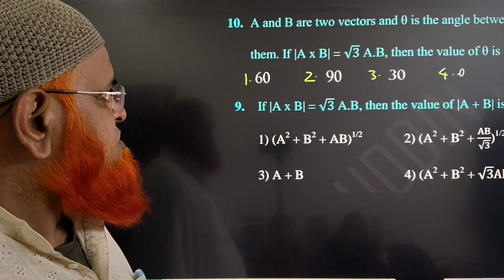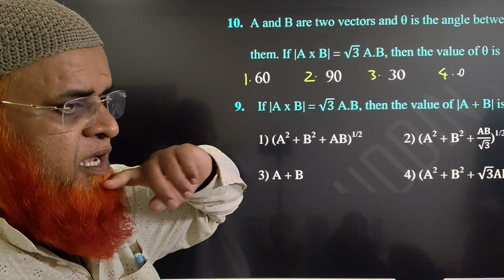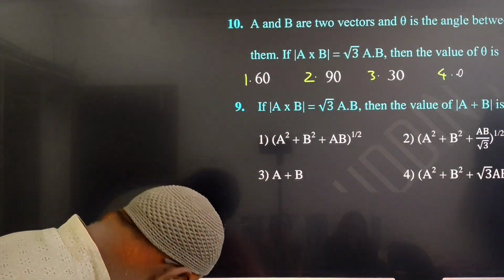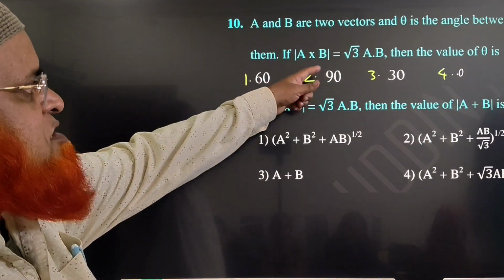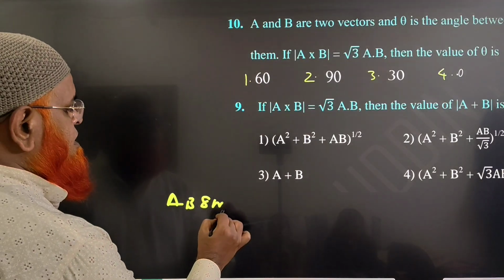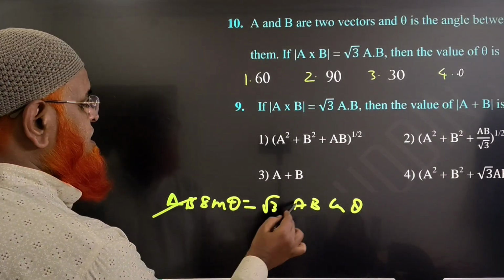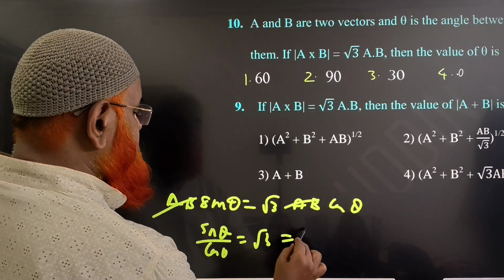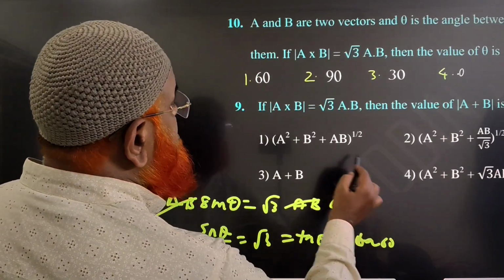Okay, these are all cross product and dot product problems. A cross B is equal to root 3 times A dot B. And A cross B means what? AB sin theta. Root 3 times of AB cos theta. AB gets cancelled. So sin theta by cos theta is equal to root 3, which is equal to tan theta, which is equal to tan 60. Theta is equal to 60.